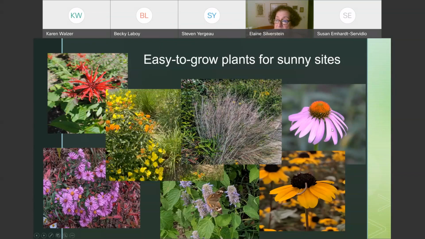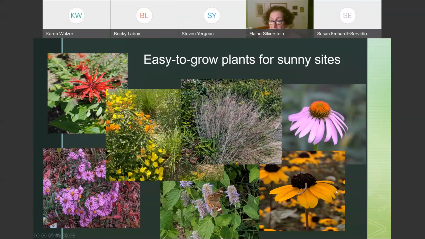We've spoken about Echinacea purpurea already. I find that the deer eat this immediately. It also likes a slightly wetter site. So I probably took this picture in my garden 10 years ago and haven't seen a bloom of it since. But if you can, you want to protect it from deer.